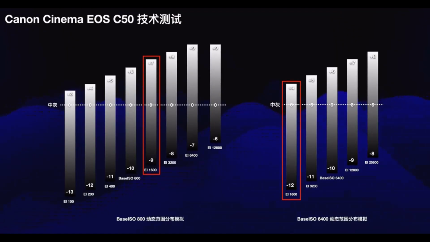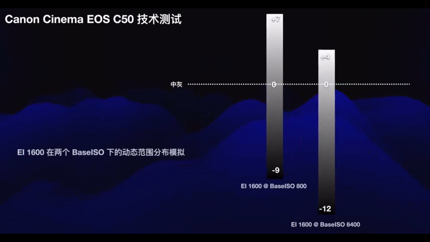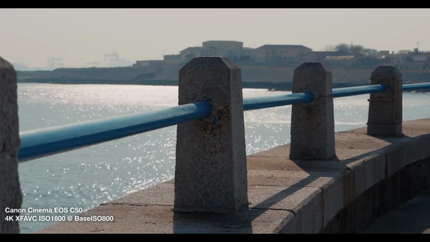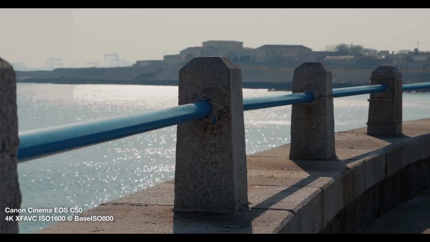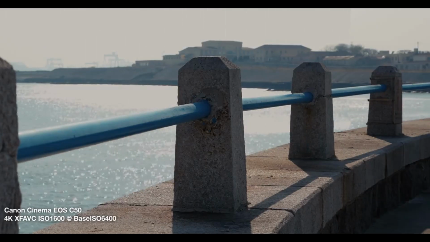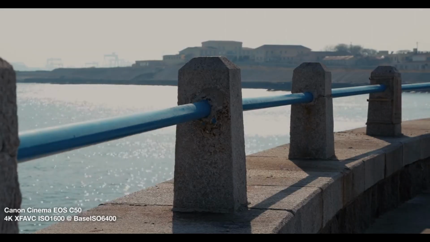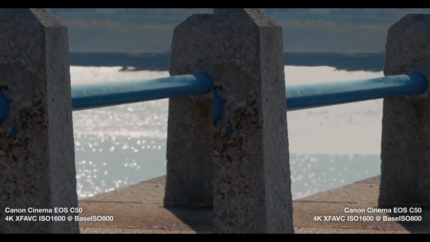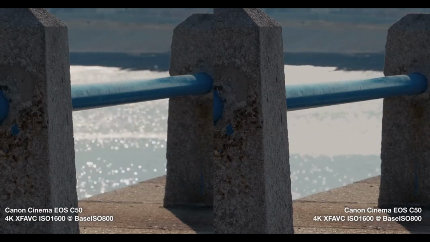On the contrary, it will actually reduce the highlight range by about 2 stops compared to the dynamic range distribution at base ISO 6400. So when you're dealing with high contrast scenes in daylight, don't follow the traditional EI rules and assume that ISO 1600 at base ISO 6400 will increase your highlight stops and so on. This point is extremely important.